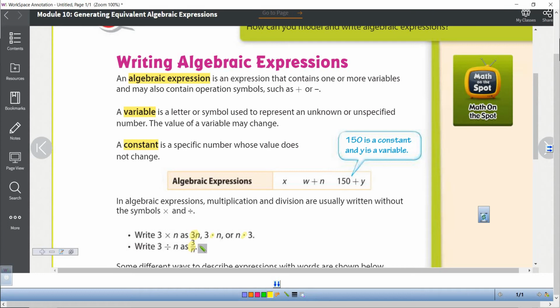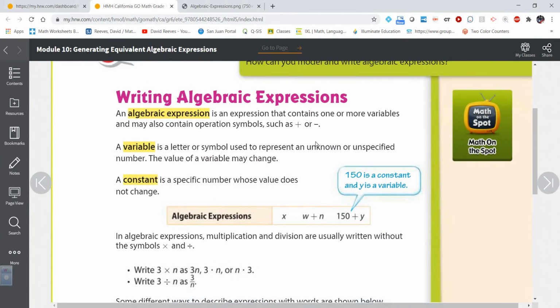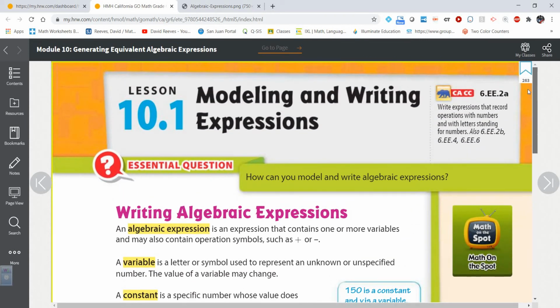Okay, so the three parts of an algebraic expression are variable, constant, and then they didn't write it here. It says right here it may also contain an operation symbol, but it will always have an operation. So I'm going to highlight right here, operation. Those are the three parts of an algebraic expression: variable, constant, and operation. All right. By the way, this is from the 6th grade textbook, lesson 10.1 on page 263.